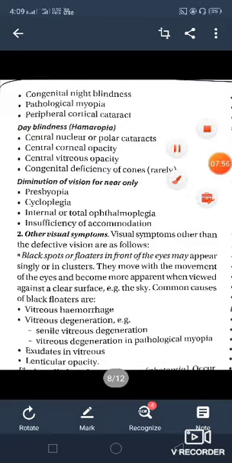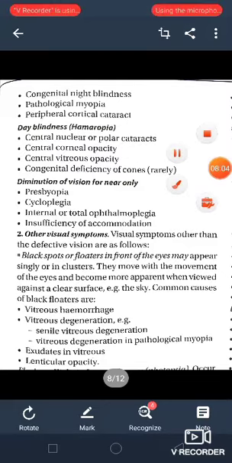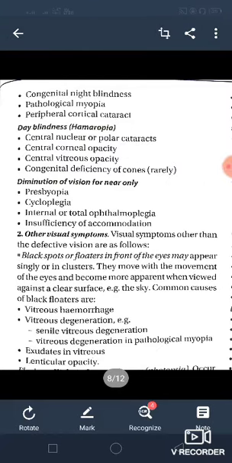The symptom of day blindness occurs in case of central nuclear or polar cataracts, central corneal opacity, central vitreous opacity, congenital deficiencies of cones, which is very rare. Diminution of vision for near only occurs in case of presbyopia, cycloplegia, internal or total ophthalmoplegia, insufficiency of accommodation.